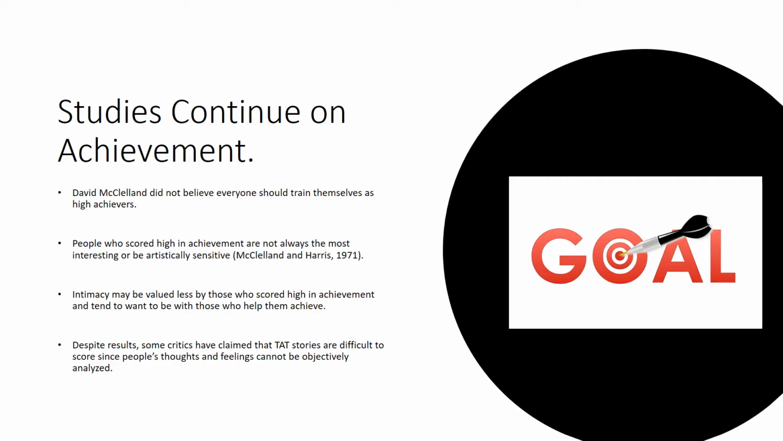Now, David McClelland did not believe everyone should train themselves as high achievers. That wasn't his goal. His purpose was to find out that people who scored high in achievement may not always be the most interesting or artistically sensitive. Intimacy can also be valued less by those who scored high in achievement tests. And if they do seek intimacy, they frequently seek intimacy with those who also are high achievers.